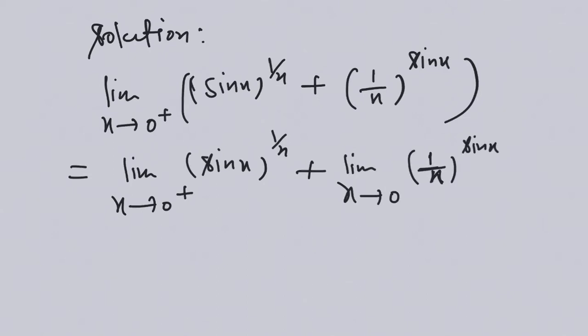Here we need to remember what form each part makes. After applying the limit, when x approaches 0 plus, the first is the 0 to the power infinity form, and the second is the infinity to the power 0 form. The second is an indeterminate form, and the first is not an indeterminate form. You must remember that 0 plus to the power infinity is not an indeterminate form.